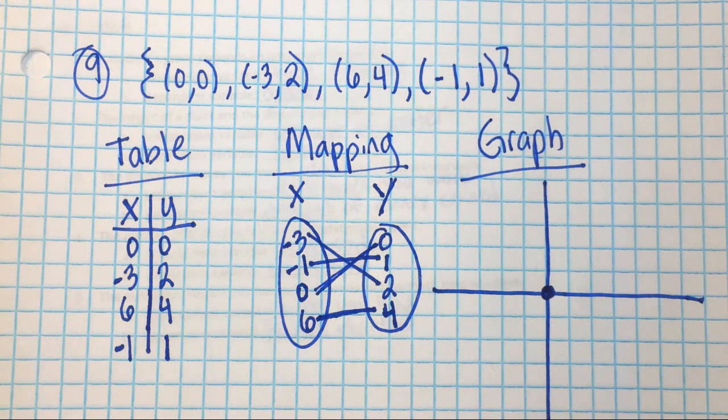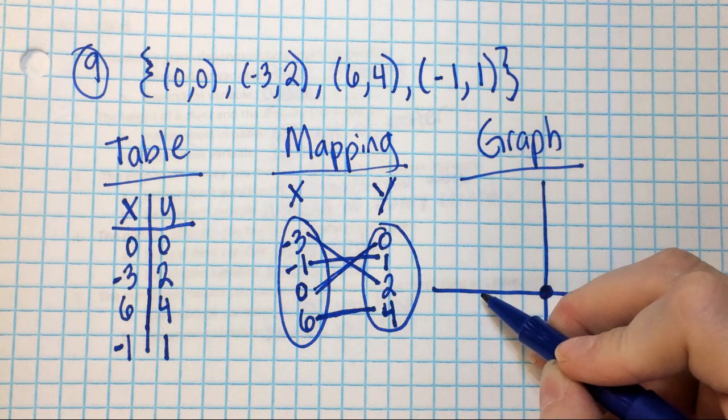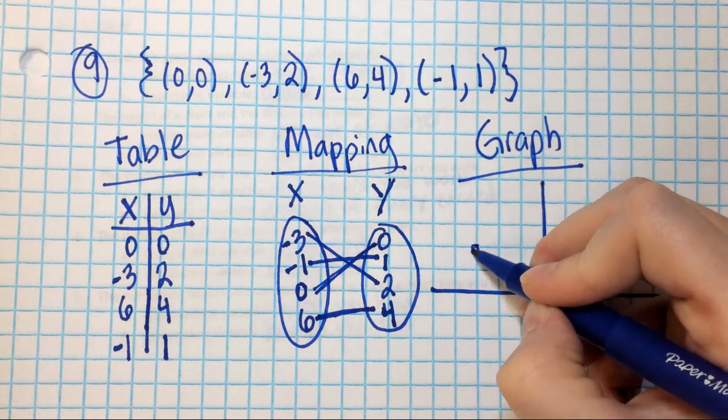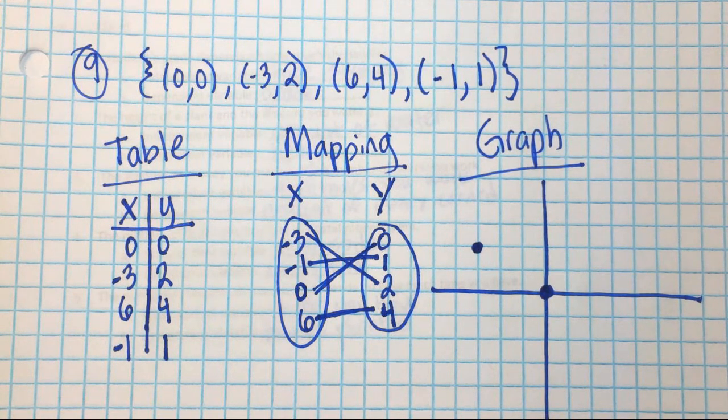And then -3, 2. Remember when you're plotting points, you go left and right, and then up and down. So -3. Do I go to the left or to the right? Left, 1, 2, 3, and then 2. Do I go up or down? Up, 1, 2. The top right is positive, positive, top left is negative, positive, bottom left is negative, negative, bottom right is positive, negative. Yeah.